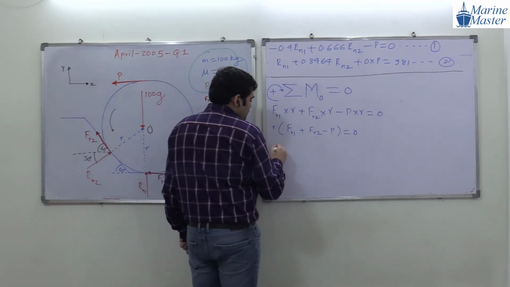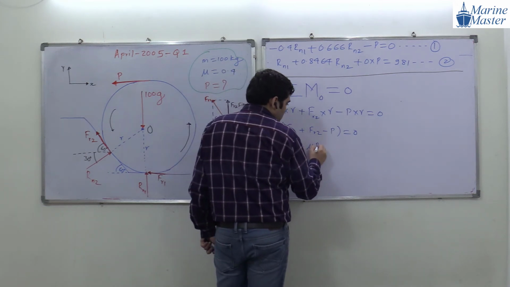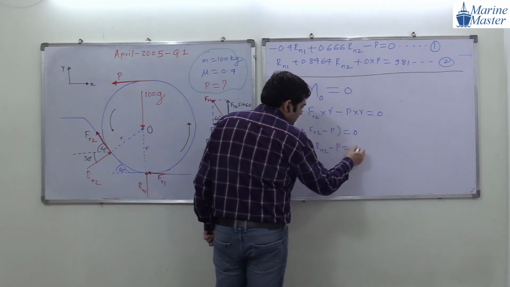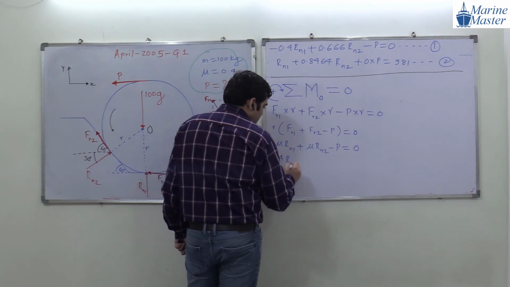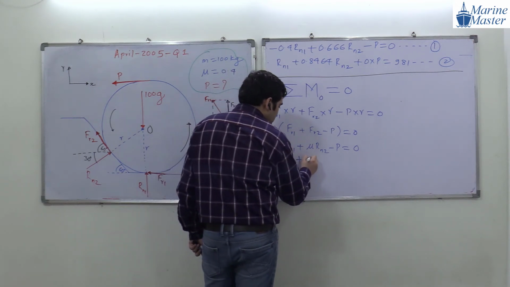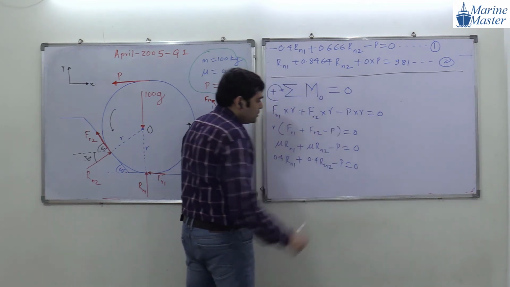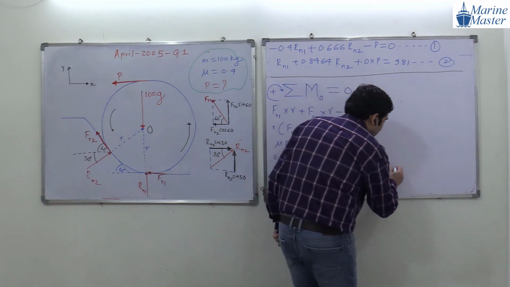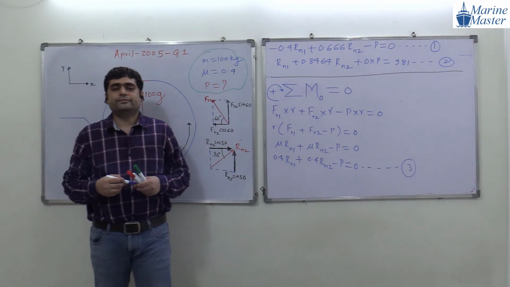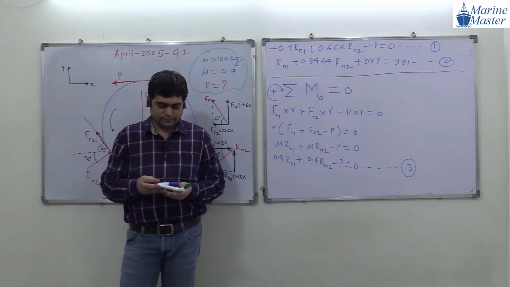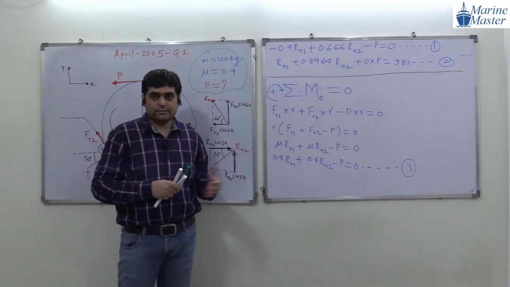Now FR1 means what, guys? Mu Rn1. FR2 means what? Mu Rn2. Minus P will be equal to what, guys? 0. Mu value is how much? 0.4. 0.4 Rn1 plus 0.4 Rn2 minus P is equal to 0. And we got equation number 3. Okay, everyone, please write down up to this equation number 3.